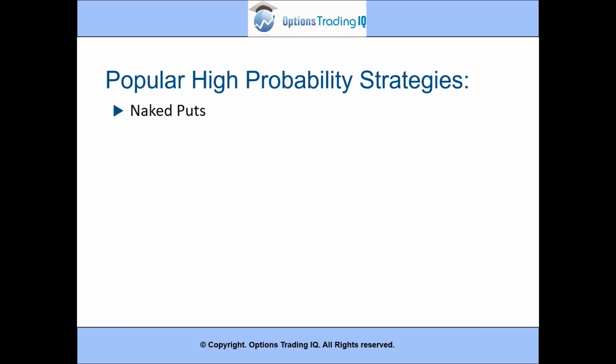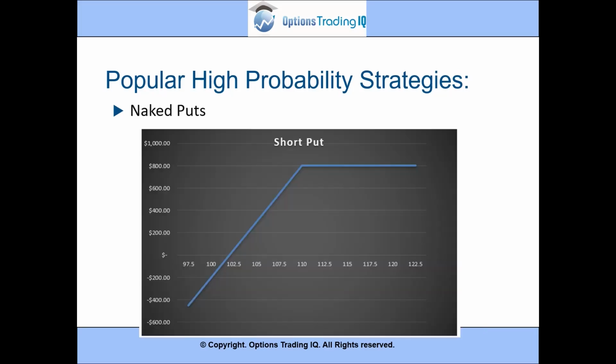Naked puts are another great strategy. So this is our risk graph. In this example, we're selling a put option on a stock. Our strike price is 110. We receive $800 in premium for making that trade, but we've got the obligation to buy the stock at 110. So again, another popular strategy. It is a little bit more high risk and takes a little bit more capital because we've got effectively $11,000 at risk if we have to buy those 100 shares at $110. But we can generate a lot more premium than we can with a credit spread.